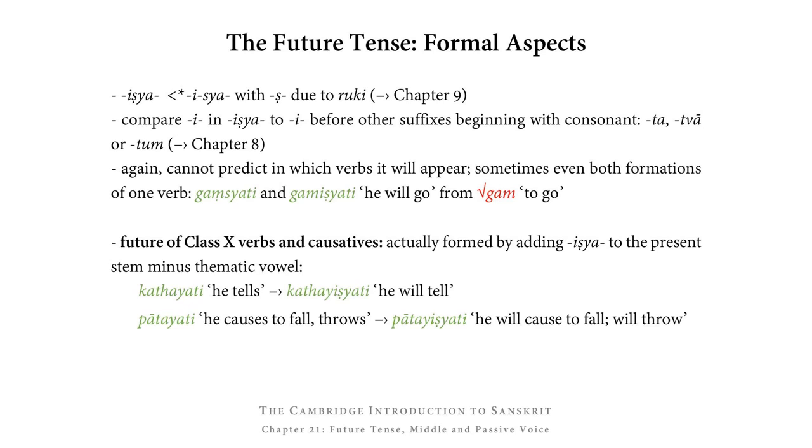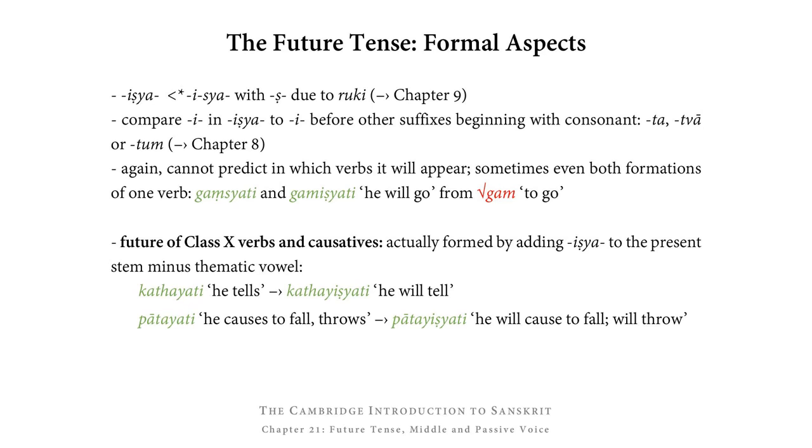You may wonder why we have two different suffixes for forming the future, namely sya and ishya. And basically what we have here is exactly the same that we also saw in chapter 8, where we had other suffixes that began with a consonant, in that case t, so ta, tva, and tum, that either appeared as such or had a short i appearing in front of them.